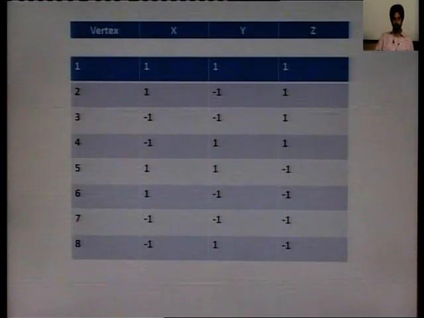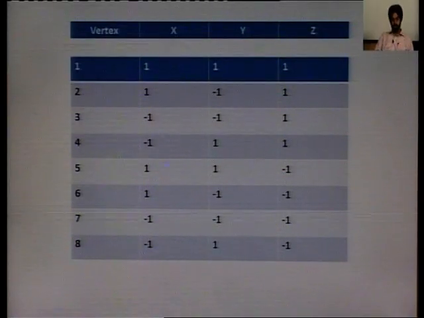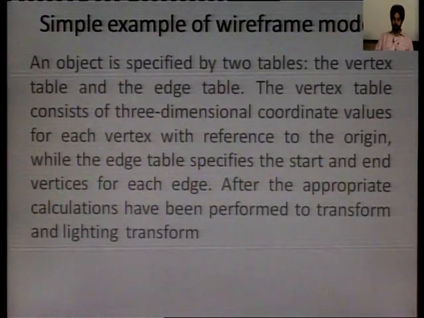rendering. So, the vertex is x, y, z. In the vertex table, the first, second, third, fourth, fifth vertex and so on. In the x coordinate we have the different values of the x coordinate, then the y coordinate and the z coordinate. So, these are basically the vertex table and the edge table.